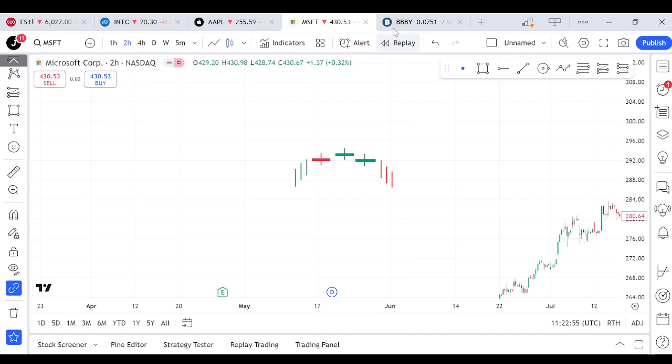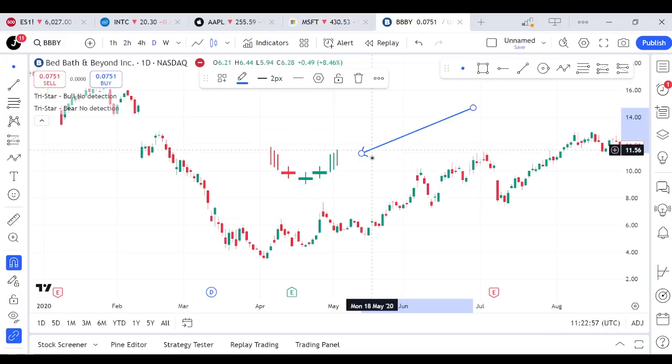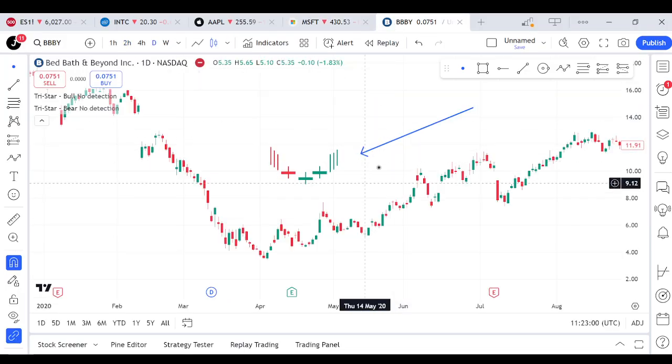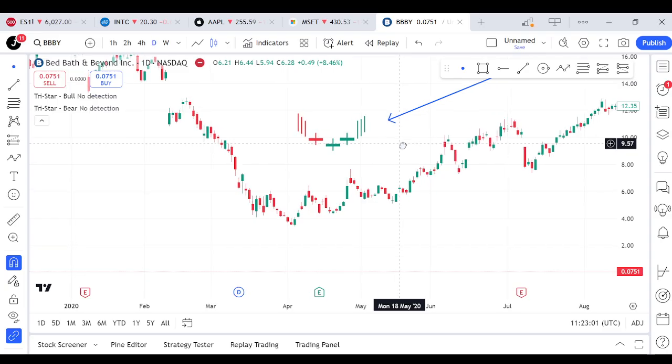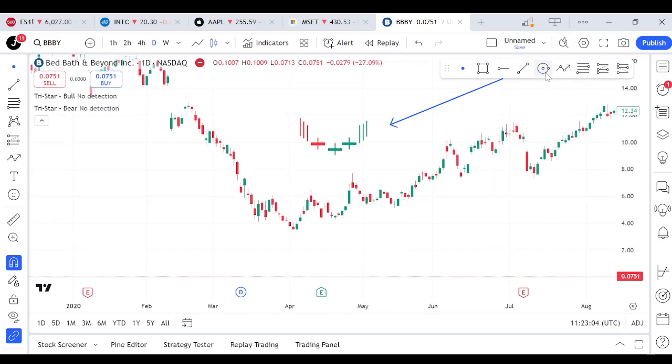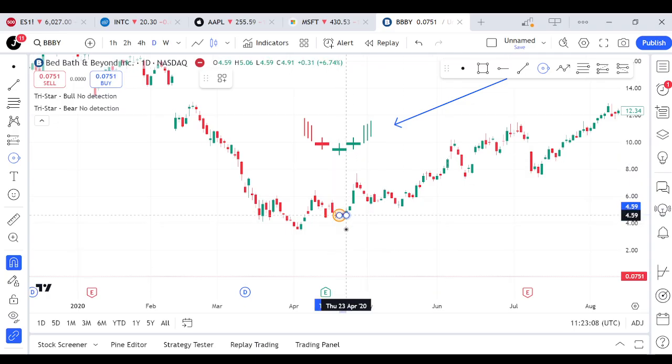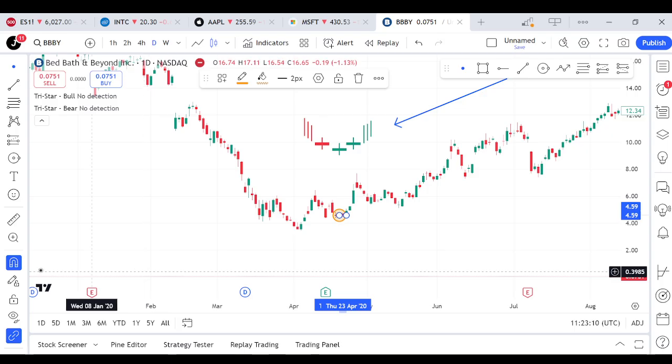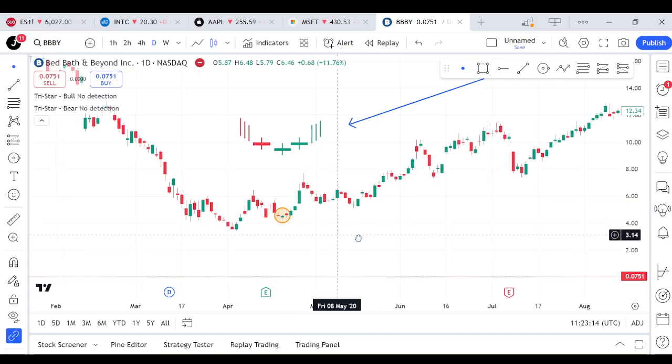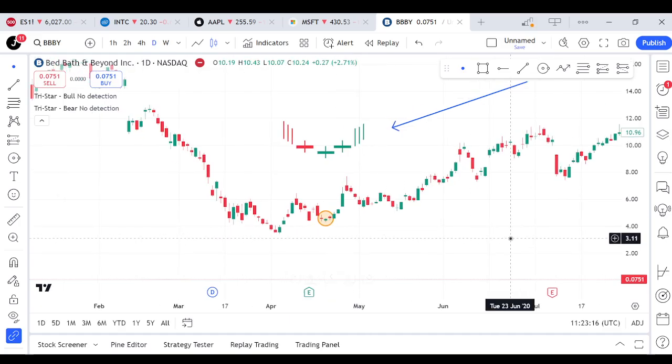So let's hop on the chart and try to find an example. Remember, this pattern is a very rare candlestick pattern, so I was able to find just very few examples. We have one example here of the bullish 3-star candlestick pattern.